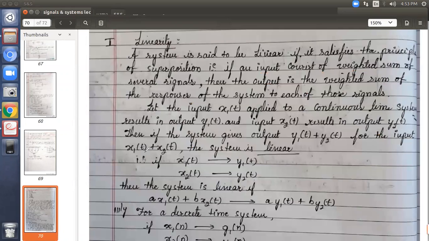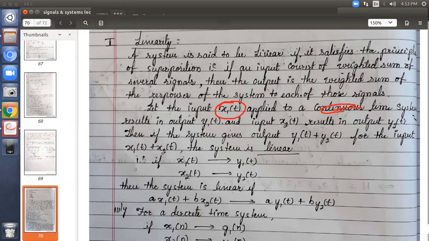Now, how can I represent this linearity in terms of equations? Suppose, let me just take only two simple inputs, only two values. I can extend it to many, no problem. For simplicity, let me take only two. Suppose I have x1 as the input, x1 of t. If I am taking discrete time, it will be x1 of n.